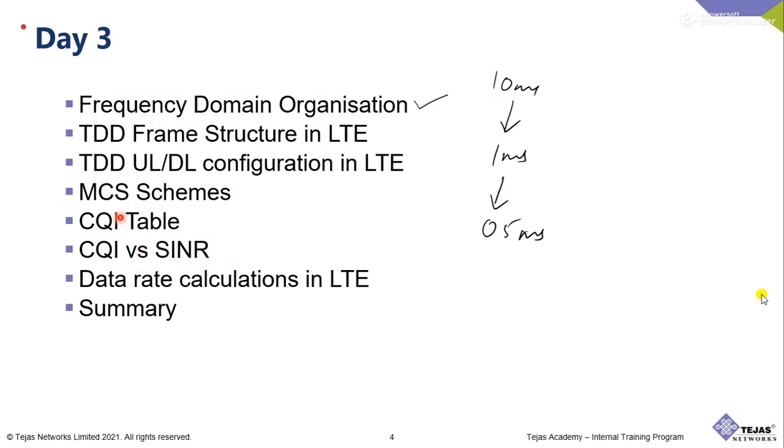So, we will be covering the CQI table: what is CQI, what is the CQI table. A very important thing is just to know how this data rate will be achieved. See, everybody talks about 300 Mbps or, let's say, 100 Mbps.